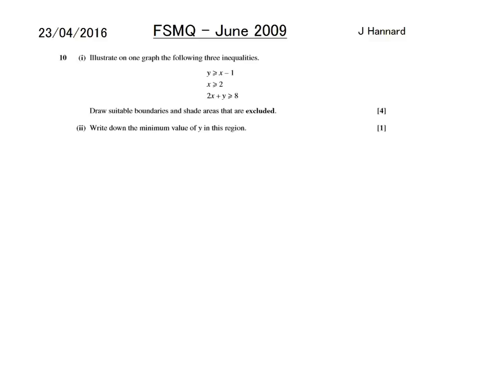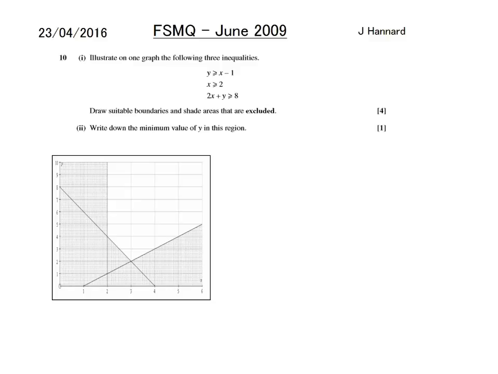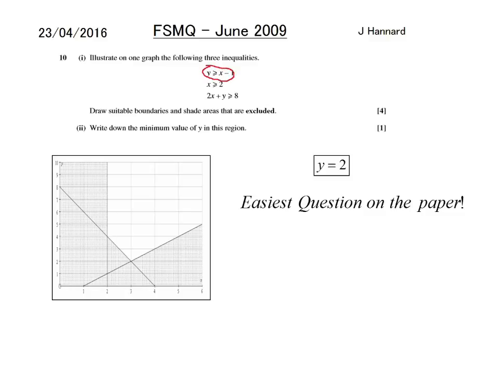Question 10. Illustrate on one graph the following 3 inequalities. Now, I'm literally just going to do that and that. Y equals 2. This is the easiest question on the paper. If you know how to draw inequalities on graphs, and it's just like drawing lines on, y equals x minus 1, so that's this line here, I believe. And then if I want to be above the line, I shade below. X is greater than or equal to minus 2, that's this line here. And I want to be bigger than 2, so I shade this side.